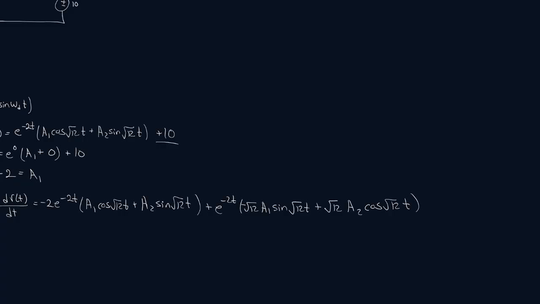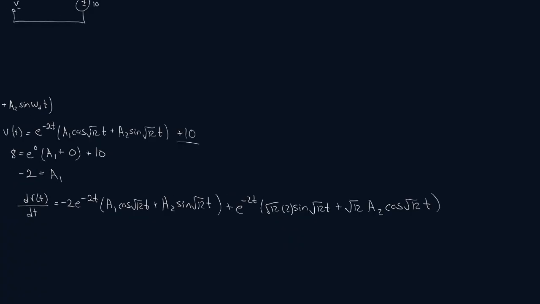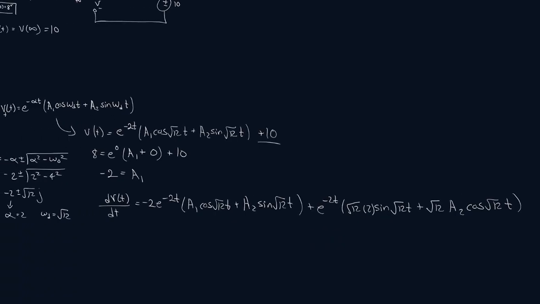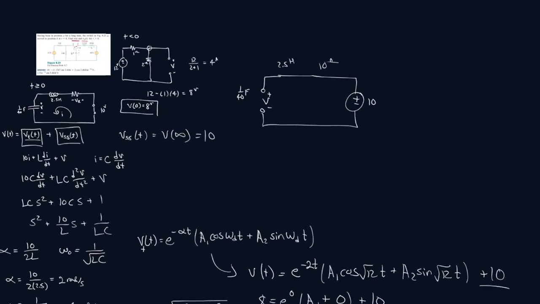Alright, so yep, that looks good. Oh yeah, and then we know what A1 was. This one was just minus 2. So this and this, the negatives cancel out, so we just have the following. Okay, so that looks good. Now we just have to find dV over dt at a specific point.